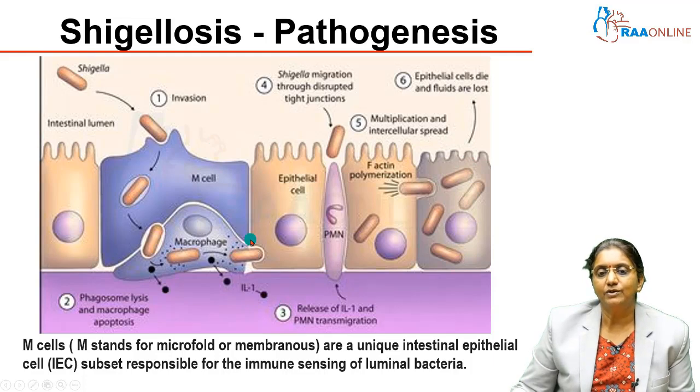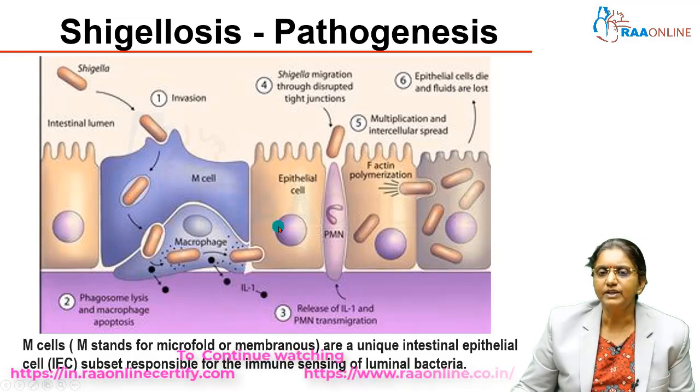But in addition to it, as I told you, Shigella has this virulence plasmid, and this virulence plasmid produces certain proteins. I will tell you what they are. They enable it to enter inside the epithelial cells, cause damage to the epithelial cell, and also spread from cell to cell. So it enters, it damages, it multiplies, and then it spreads into another cell.